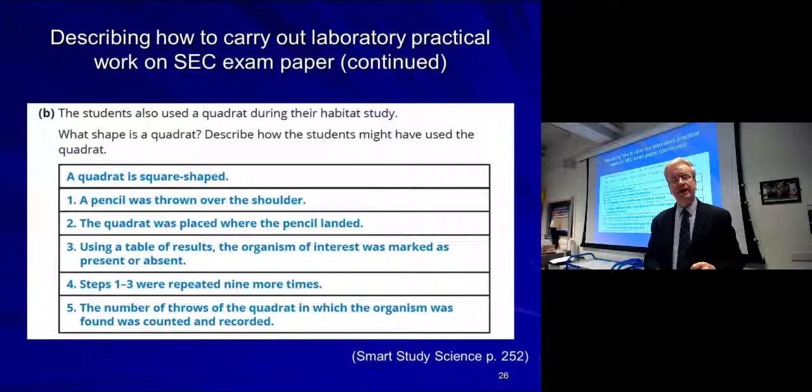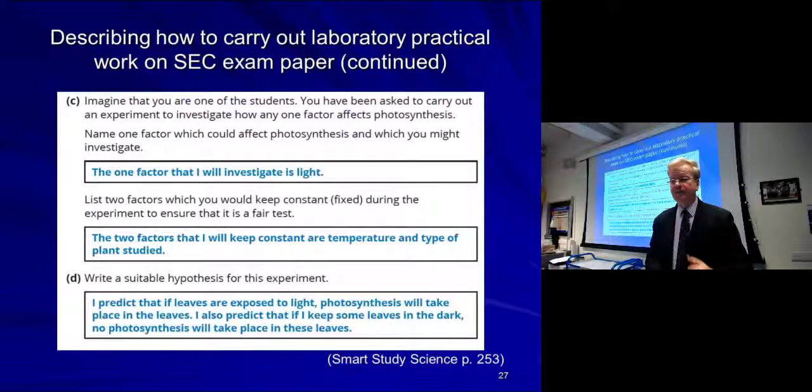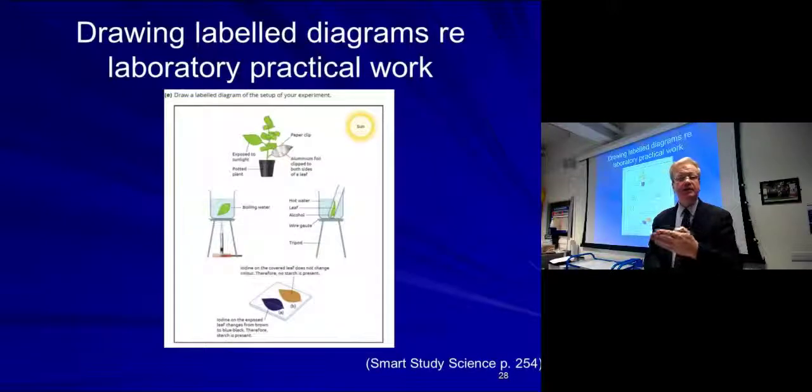Another experiment they asked on the SEC sample paper was how to use a quadrat. And again, write down the steps 1, 2, 3, 4, 5 in this case that are involved in carrying out this particular investigation. Another experiment that they could ask for was about a factor affecting photosynthesis. Not the rate of photosynthesis, but just a factor affecting photosynthesis. And so you describe how to do the experiment and make sure you include a labelled diagram.